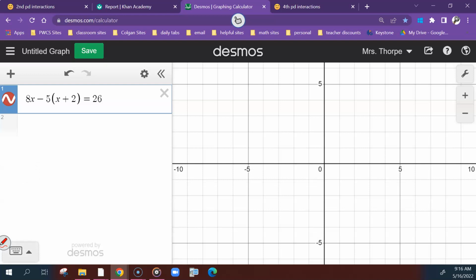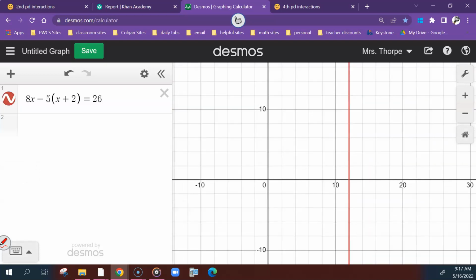So as you put this in, nothing shows up. So you have to zoom out, find our line, and that would be our solution. x equals 12. For these questions, you're only going to be solving for one variable. If the variable is not x, you would just put x in here.